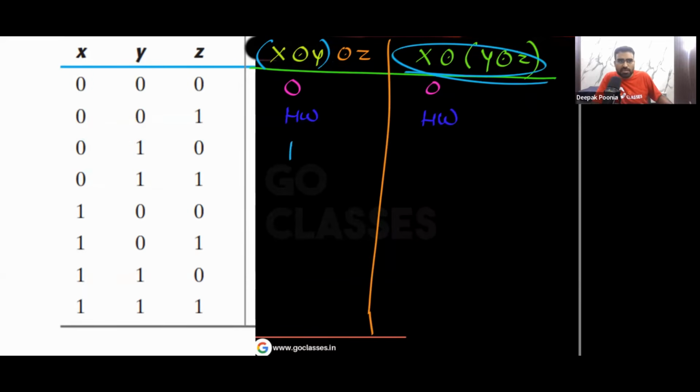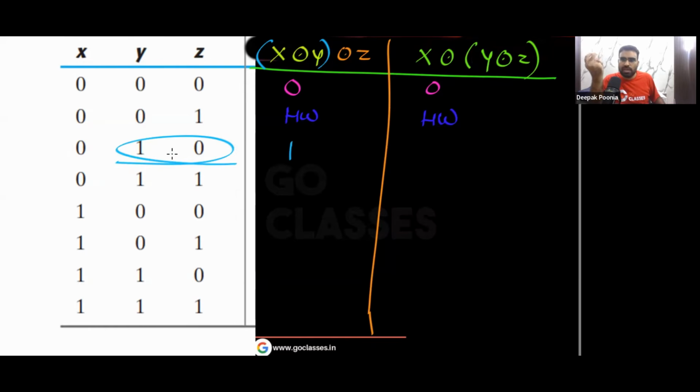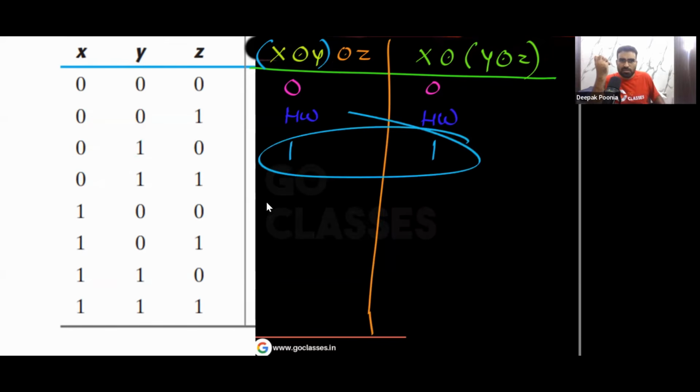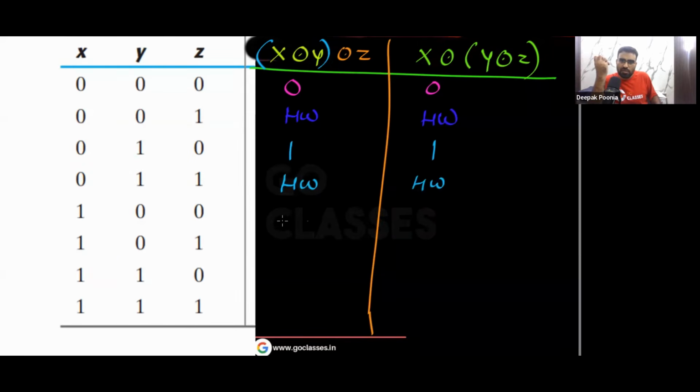Now let's find this. First you do y XNOR z. Y XNOR z, you can see 1 comma 0, XNOR will be 0 because both are different. Now you do XNOR with x. So 0 XNOR 0, that will be equal to 1. Again you can notice both are same. Let's take the next row as homework. This is also your homework, you can take it.